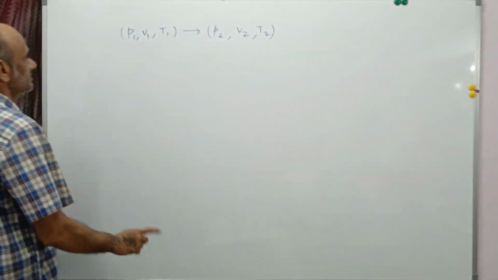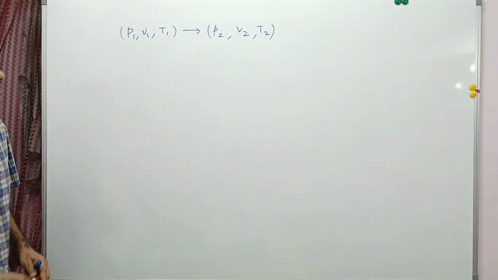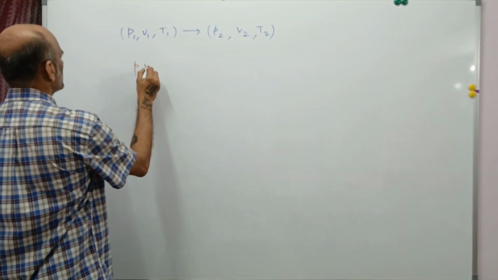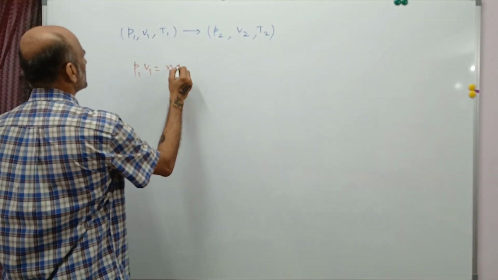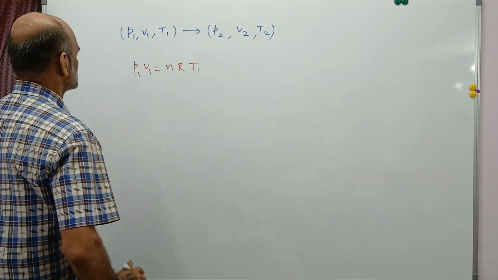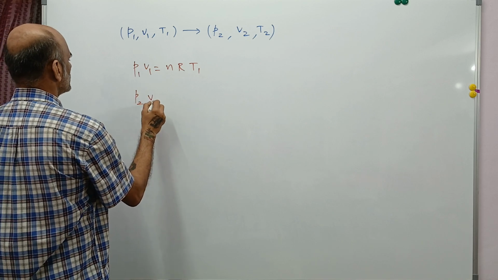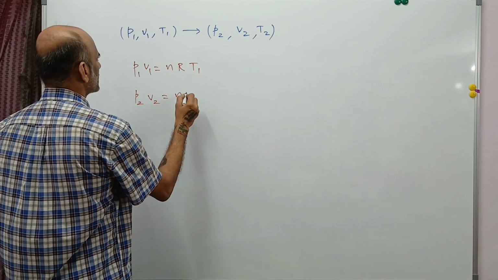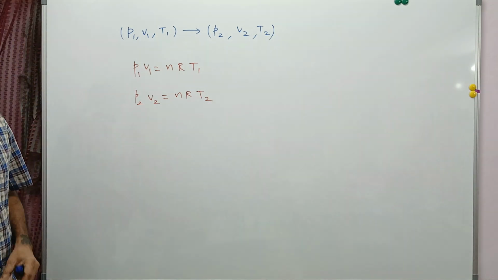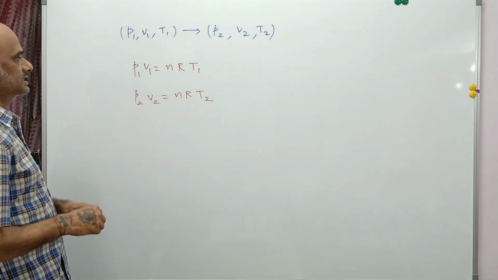So, can we relate the quantities of these two states? Let me consider an ideal gas. An ideal gas will follow this equation of state: P1 V1 equal to nR T1. This is at state 1. Similarly, at state 2, PV equal to nRT is valid. So P2 V2 equal to nR T2. For a fixed amount of gas, the number of moles is fixed and R is a universal gas constant.